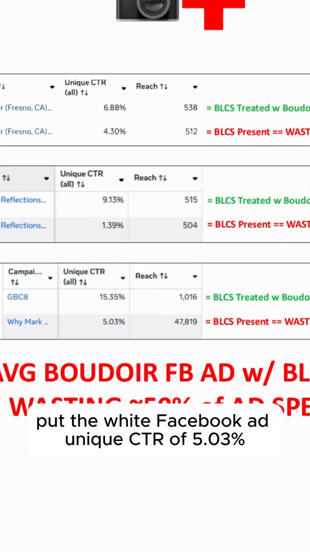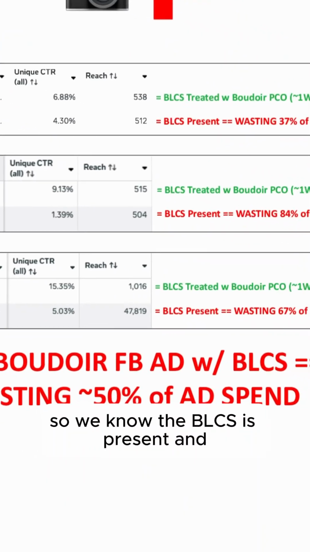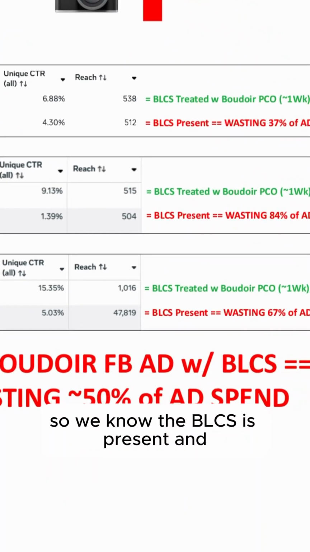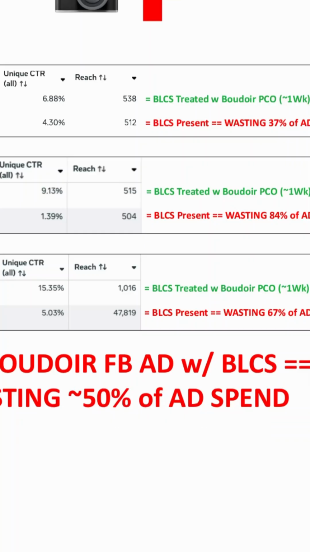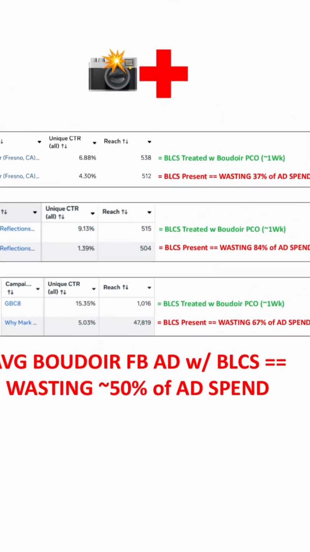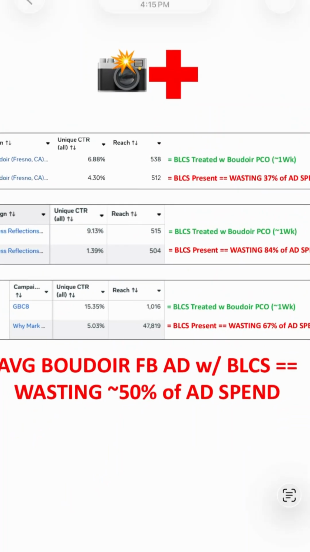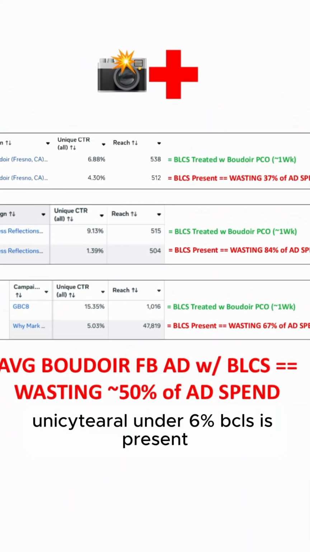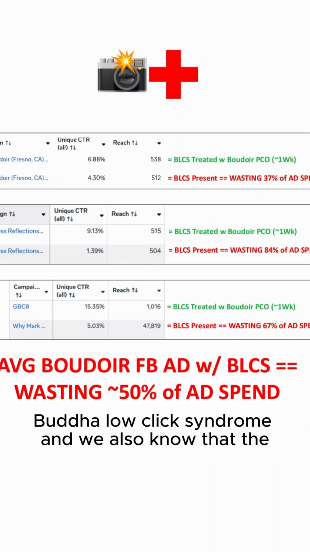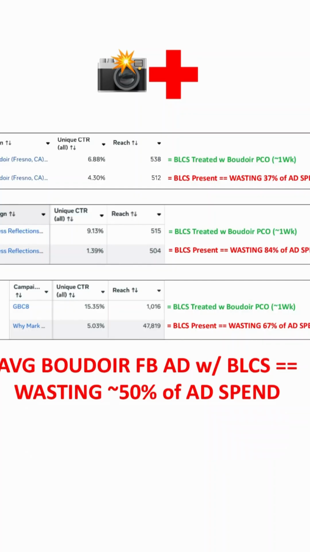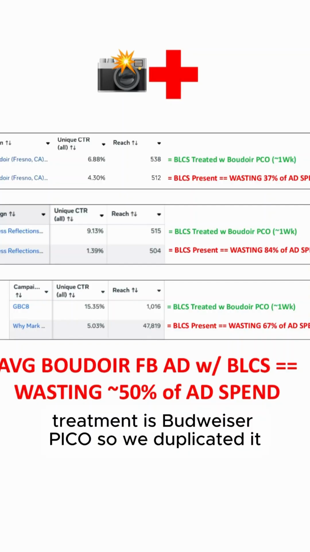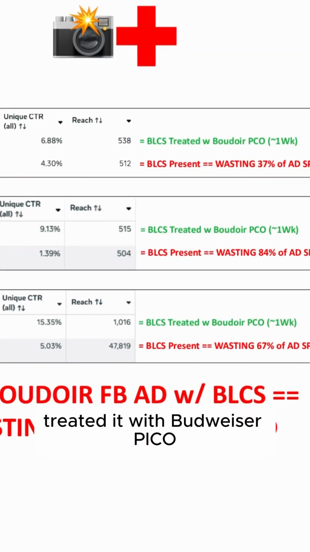Boudoir Facebook ad, unique CTRL of 5.03%. So we know that BLCS is present. Unique CTRL under 6%. BLCS is present, Boudoir low click syndrome. And we also know that the treatment is Boudoir Pico. So we duplicated it, treated with Boudoir Pico.